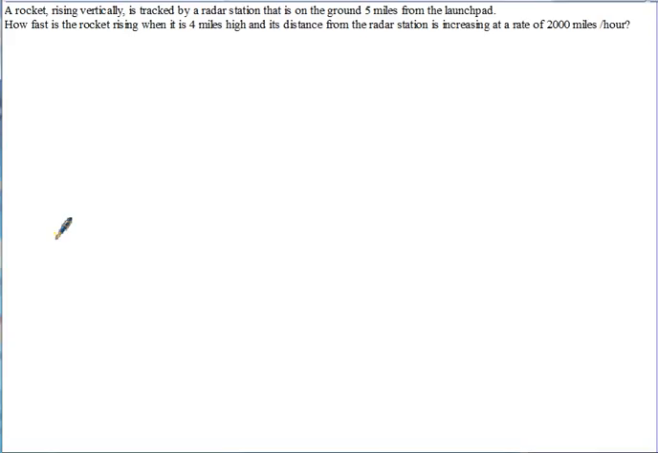This first one says we've got a rocket rising vertically is tracked by a radar station that is on the ground 5 miles from the launch pad. How fast is the rocket rising when it is 4 miles high and its distance from the radar station is increasing at a rate of 2,000 miles per hour?